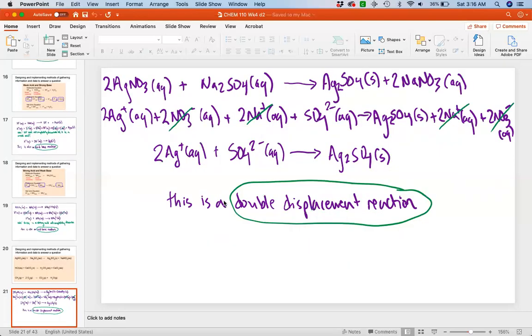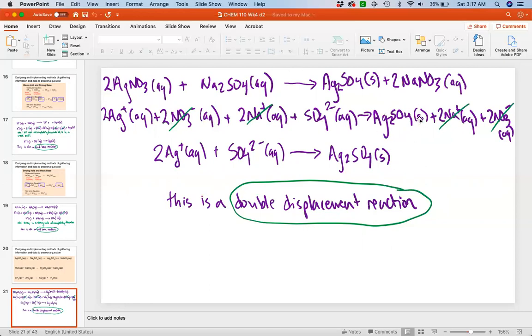So the first one, I have silver nitrate and sodium sulfate, and that's going to react to form silver sulfate and sodium nitrate. And so here I have to make sure that I'm balanced in terms of all my atoms. So I have a 2 here as well as a 2 here. And so when I write this out, I should have 2 silver plus 2 nitrate plus 2 sodium plus sulfate.